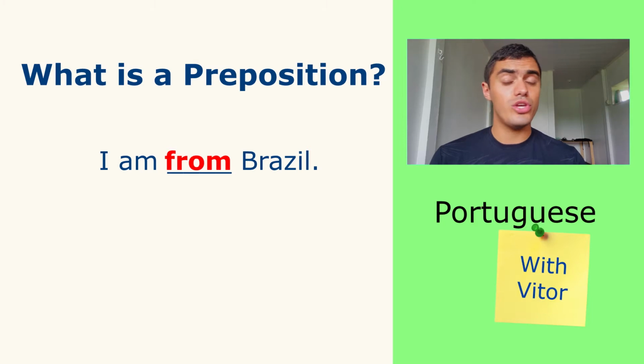Because if we don't use this preposition connecting them, it's going to be I am Brazil. And it does not mean what we want to say. So you must use the preposition to connect this kind of words. And they are specific. There are cases you are going to see a preposition and cases that you are not going to see. They are all in this video, okay?